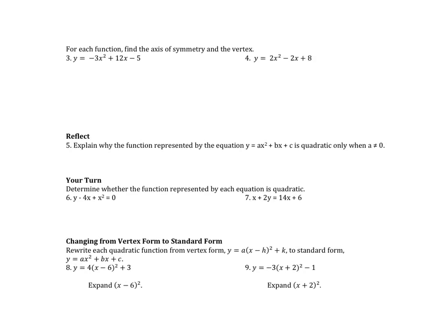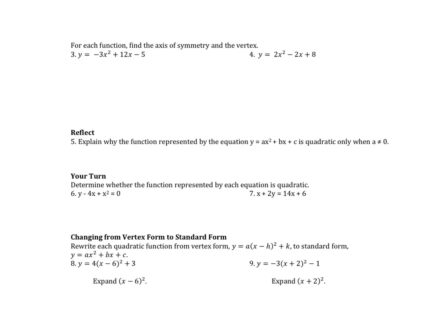All right, so let's look at how to actually apply that now. So number 3 here, we want to find our axis of symmetry, then our vertex. So we have x equals negative b, so that is a negative 12 over 2a, 2 times negative 3. So negative 12 over negative 6, and that equals a positive 2. So we would say our axis of symmetry is x equals 2.